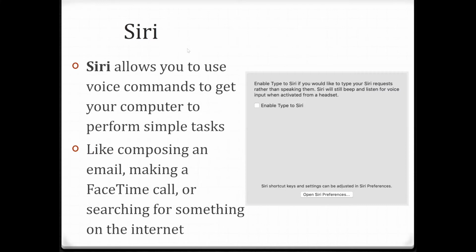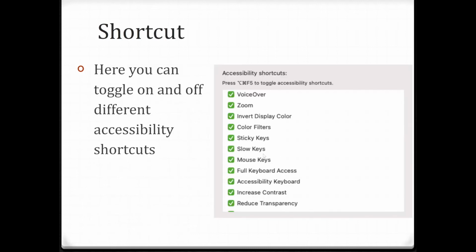Siri allows you to use voice commands to get your computer to perform simple tasks. For example, tasks like composing an email, making a FaceTime call, or searching for something on the internet. You can enable Siri under the description. You can also give it a shortcut key that you can use to activate Siri, and then you can give her a simple command like, "Hey Siri, what is the best apple pie recipe?" And then it will go onto your browser and find a good recipe for you, so that you don't have to do the work.